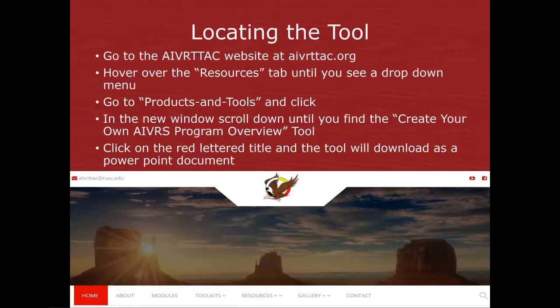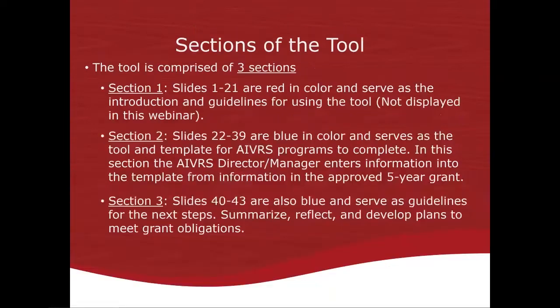And within each tool, there's red lettering that gives you the opportunity to download the tool itself. So you click on that and you download it there. So you can see we have just a sample of the website itself here on the screen. You see the Home tab, About tab, Modules tab, Toolkits, and the Resources. That's the tab you want to click on. You follow these directions and you should be able to find the Creating Your Own Program Overview.